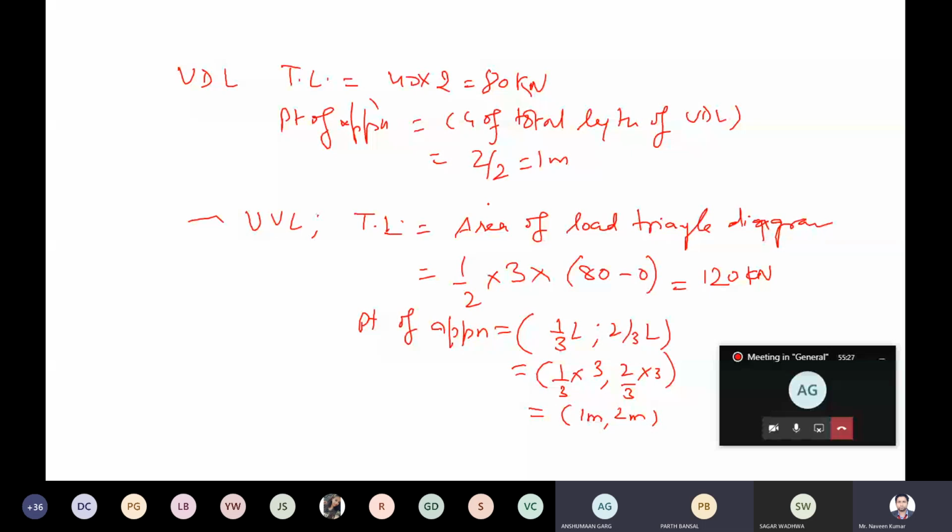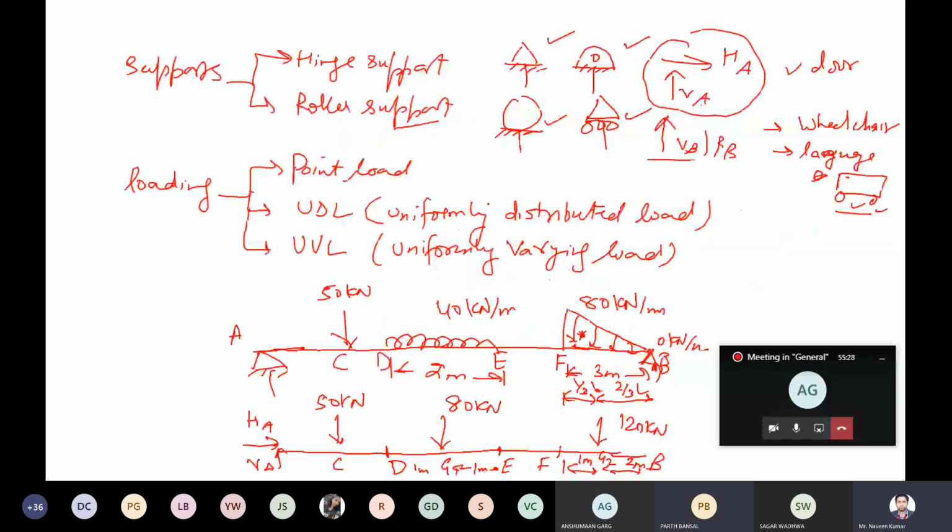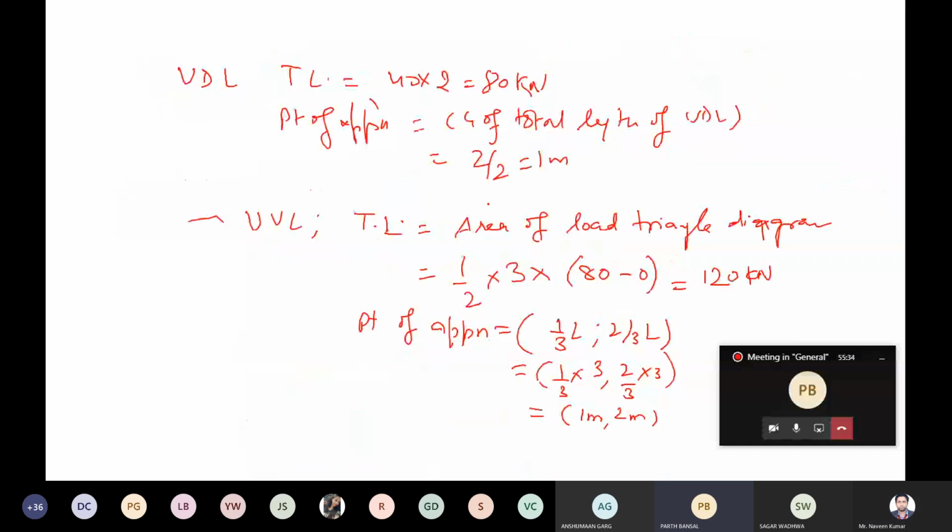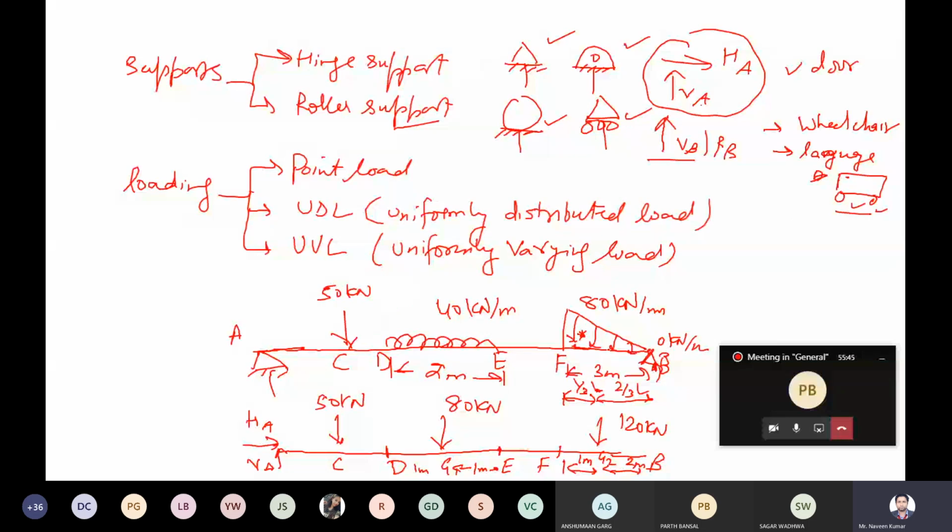Yes, you can make a note of it. Sir, in UVL we take 80 minus 0. Can we change the value of 0? No, you cannot change it, because according to the question here it is 0. See, I am just making it clear once again. I get it. Okay, fine. So it is clear now.